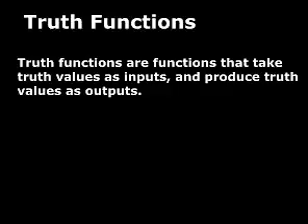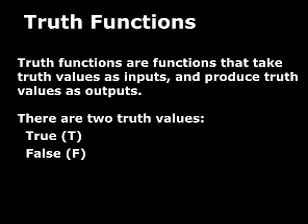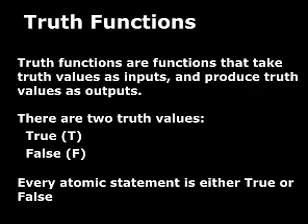The difference is that the inputs aren't bread and yeast and water, and they're not numbers, but they are truth values. What's a truth value? Well, there's only two truth values, and they are true, which we will label with a capital T, and false, which we will label with a capital F. So those are the two truth values. Now, every atomic statement, just by convention in this class, is going to be either true or false. So if I say something like, I like pizza, that's either true or false. Every atomic statement is going to be true or false.